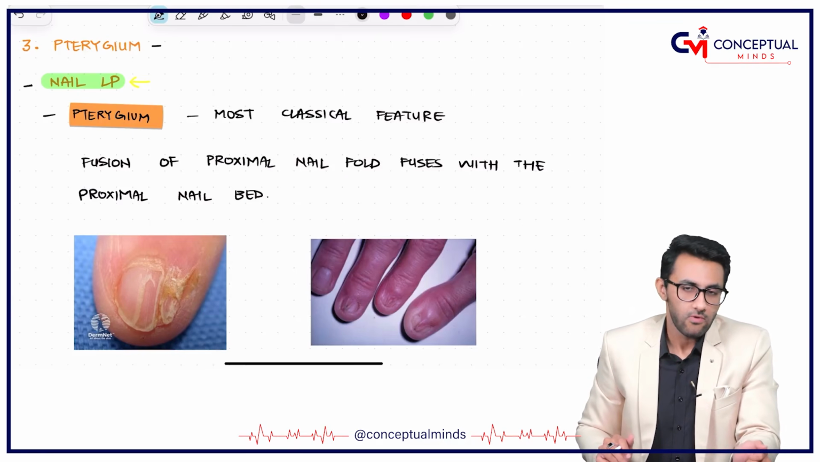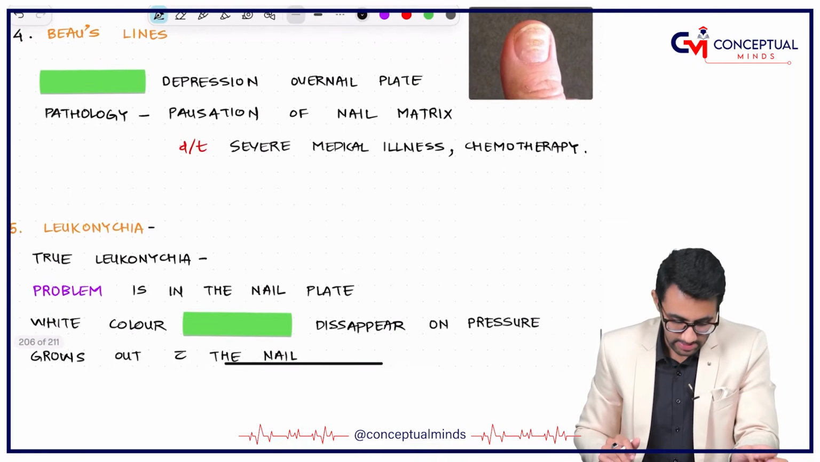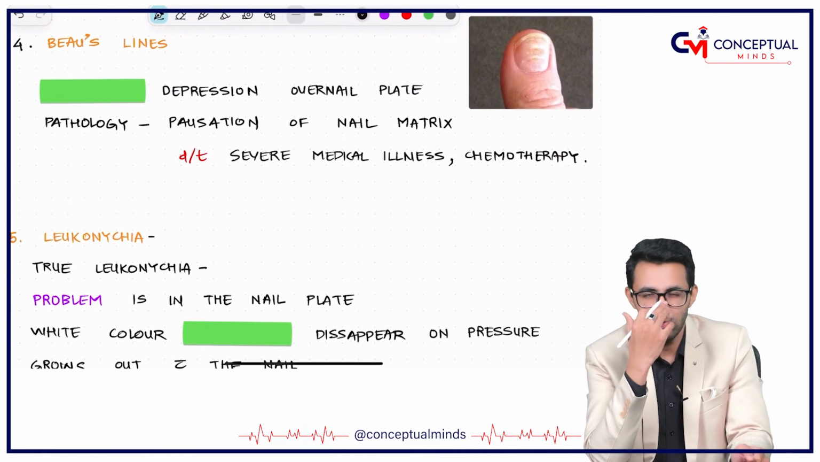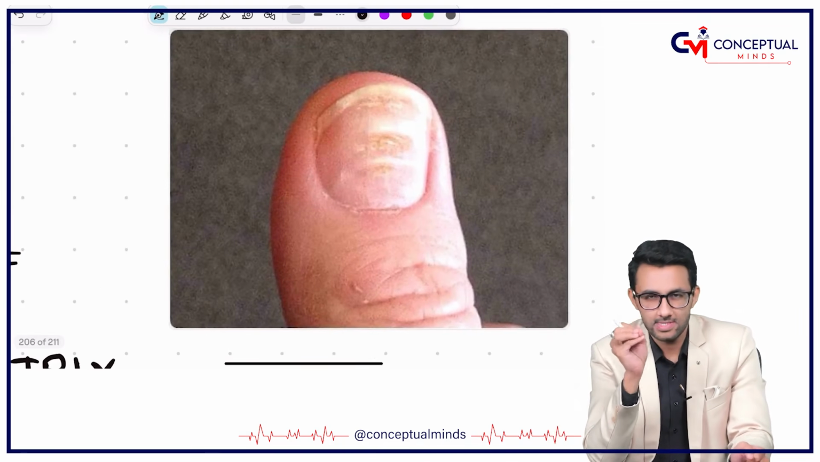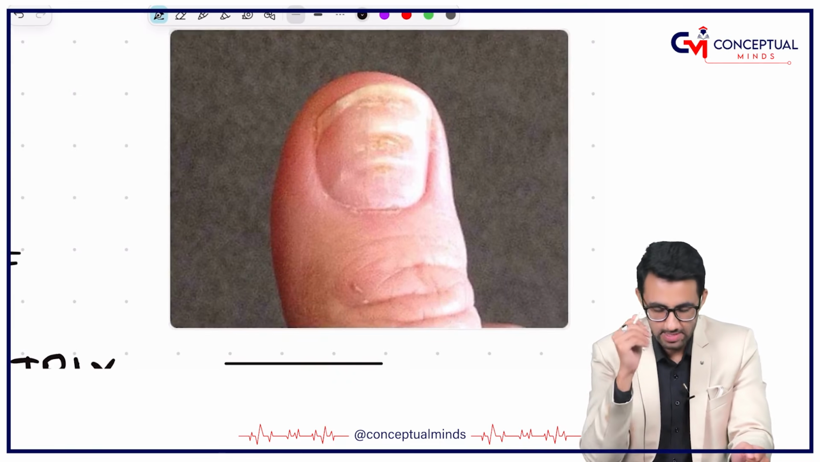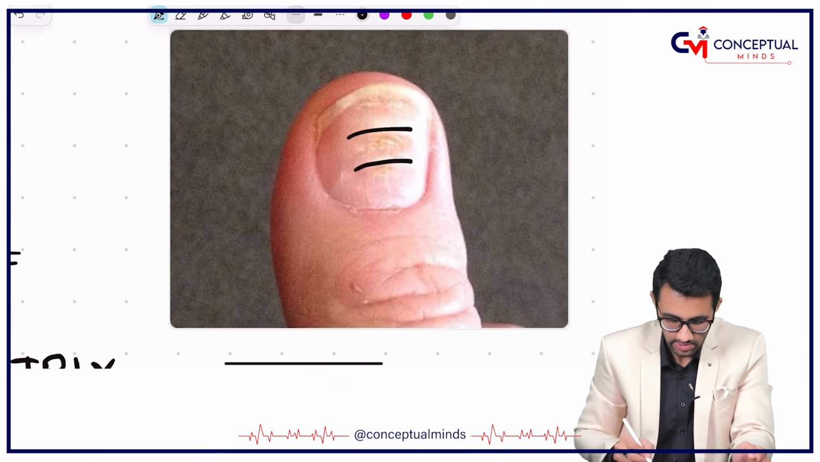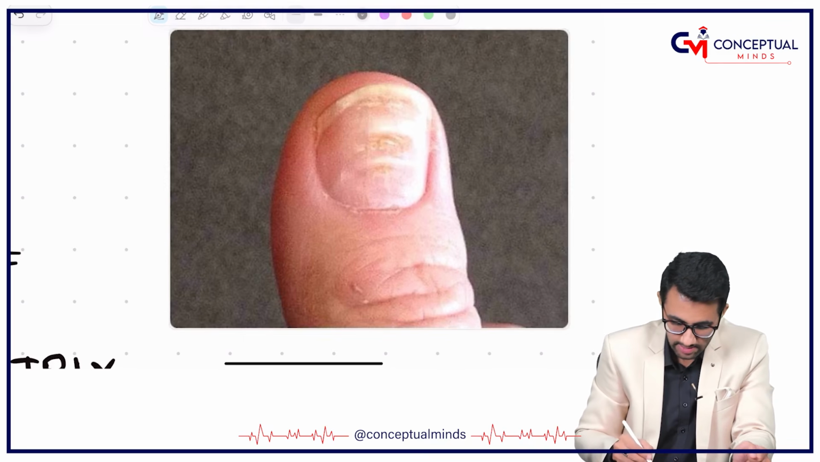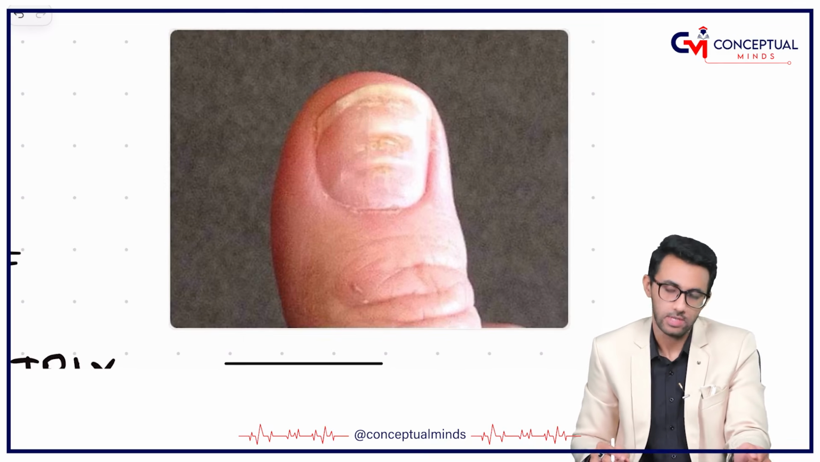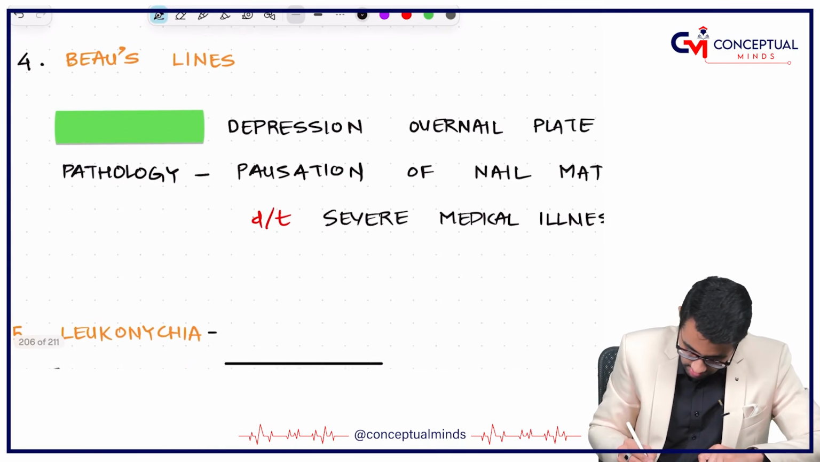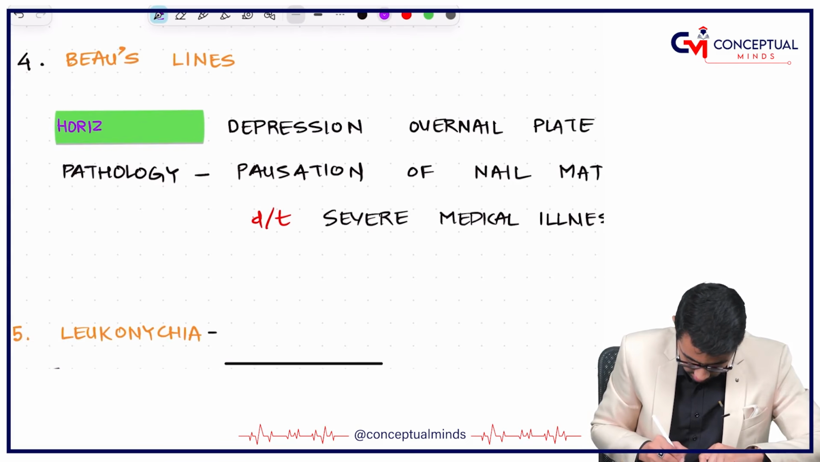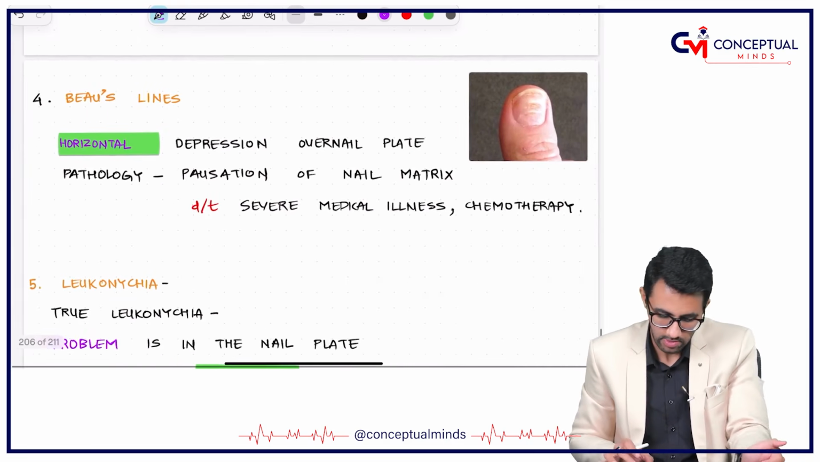Now let us continue with the fourth one. That is the Beau's lines. Okay, so what are these Beau's lines? We see the image first. How would you describe the image? Tell me the first thing. Yes, these are the horizontal lines, and it is pretty clear, these horizontal white lines that you see. These are the Beau's lines, the horizontal depressions over the nail plate that we see.